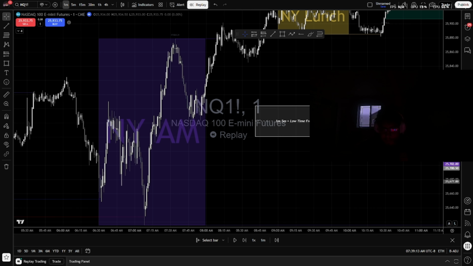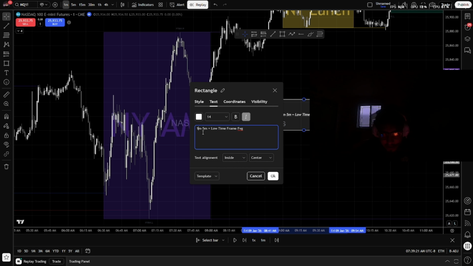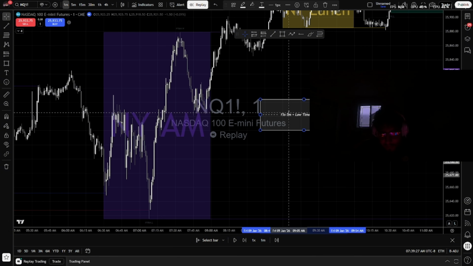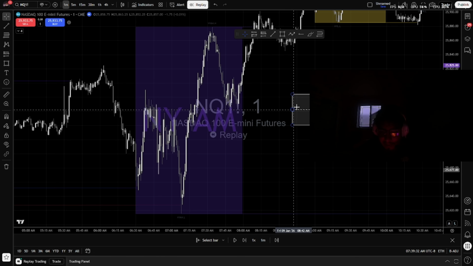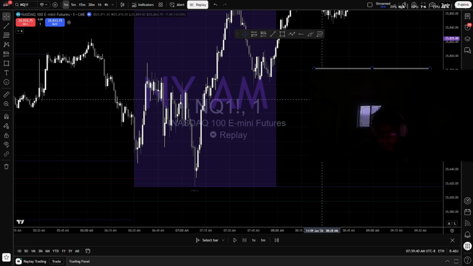I want to talk to you guys about low time frame fair value gaps, right? Low time frame fair value gaps consist of the 1 minute, even down to the 15 second, anything from the 15 second all the way to the 5 minute. That would be considered a low time frame fair value gap. Now the thing with these gaps is a lot of them could just naturally be noise, and price doesn't come and respect these gaps.